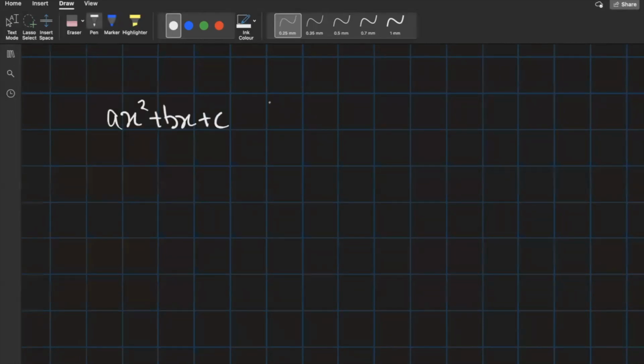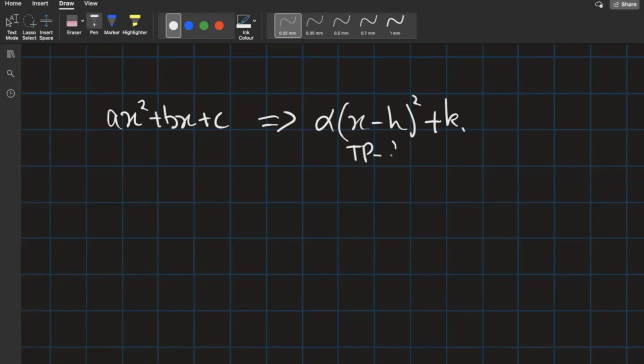To complete the square is to take a quadratic expression in this form, which we've referred to above, and to convert it into another form, which is like y is equal to a times x minus h, squared, plus k. And this here is actually our turning point form. The reason it's called the turning point form is because if you have a quadratic equation, y is equal to this, then you know that the turning point will be at x is equal to h and y is equal to k.